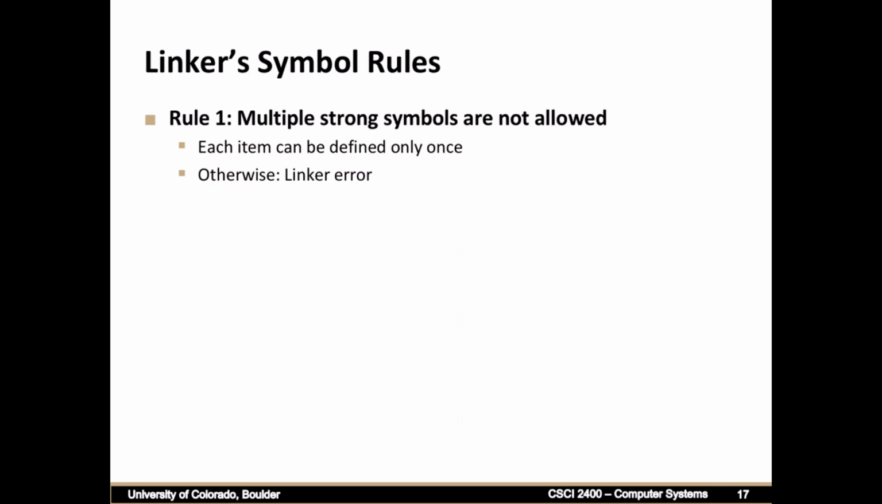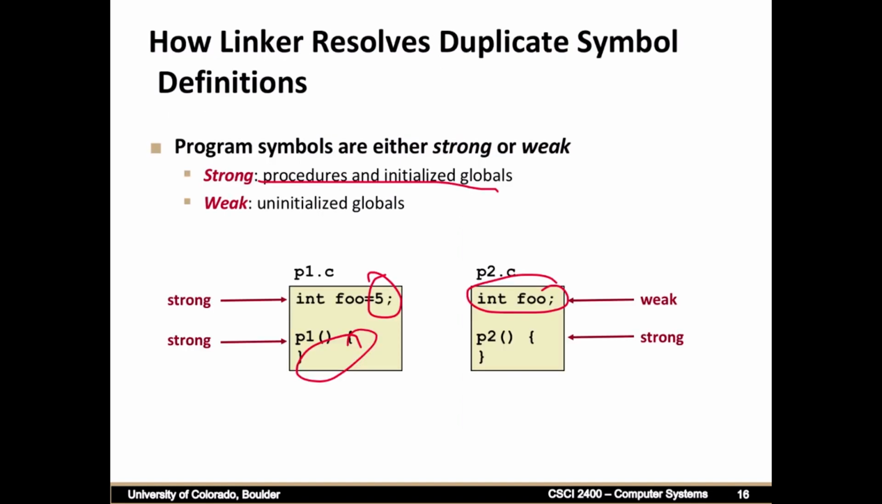The linker has certain rules when linking symbols. Rule number 1, multiple strong symbols are not allowed. Each item can only be defined once, otherwise it's a linker error. What that would mean is that if I had tried to say int foo equals 10, or even if int foo was equal to 5, the same value, the linker would barf on me and not let me do that because I have two different strong symbols. The reason for preventing this is that if I did have int foo equals 10, which value is supposed to be the initializer?